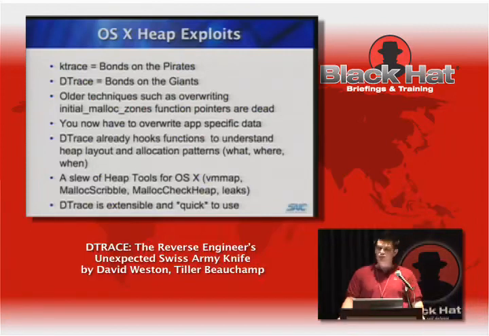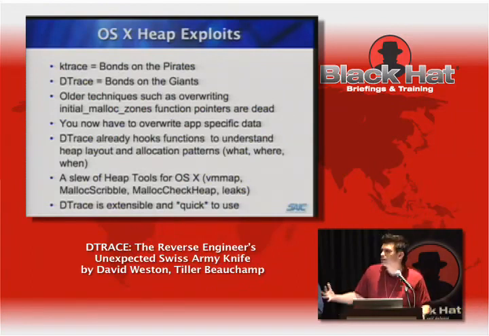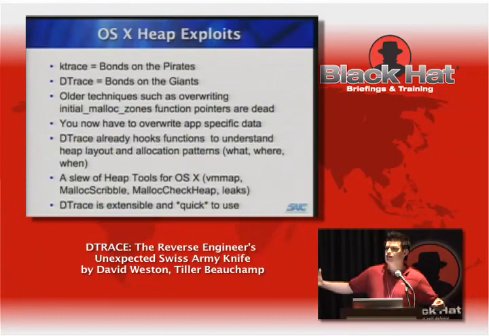Since generic locations to overwrite function pointers are basically gone, I don't know how many of you are familiar with the paper that Nemo wrote about heap exploitation on the Mac. That was the traditional technique, right? It was to set up a heap allocation pattern so you could overflow all the way to the function pointer for malloc, and then the next malloc would allow you to exploit it.